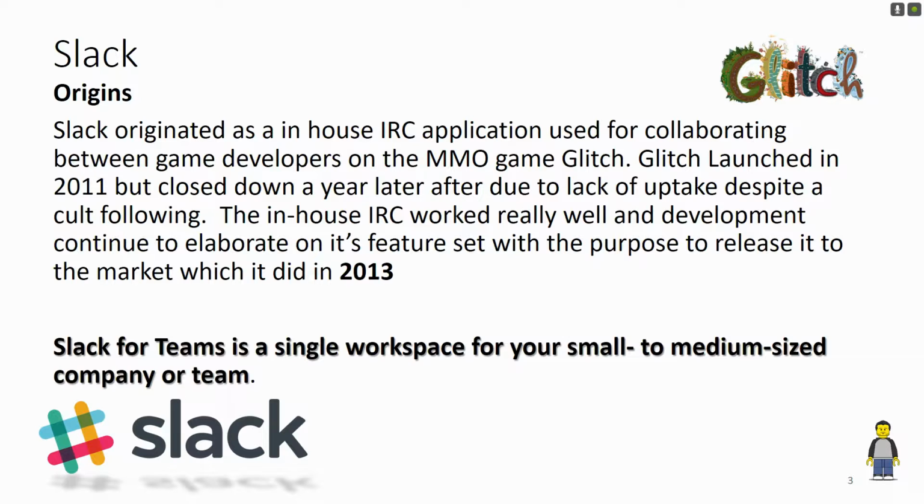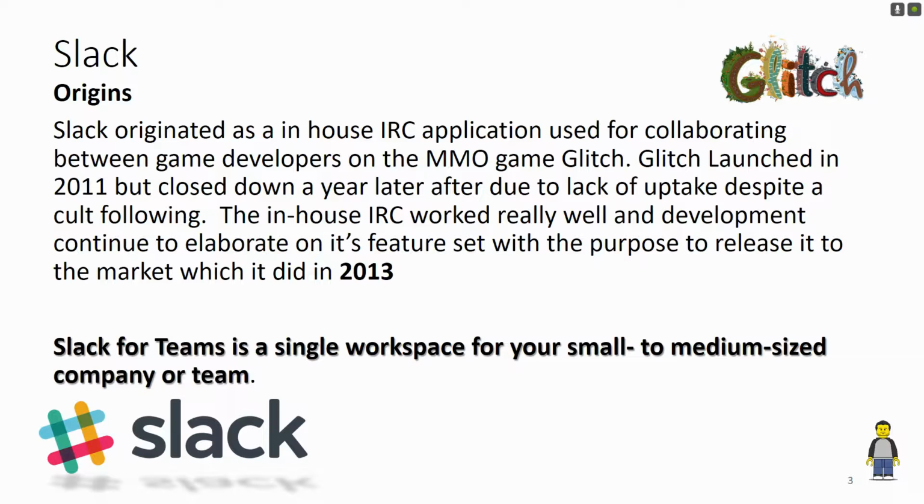The first option I want to talk about today is Slack. Now, Slack originated as an in-house application for collaborating between game developers on the MMO game Glitch. Now, Glitch launched but was then closed down because there was no uptake. However, the company behind it thought that their application would work really well and continued to work on its feature set, and then it released to the market in 2013.